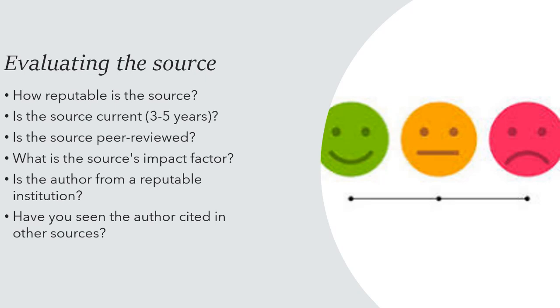And current is different for different disciplines. In technology, 3 years is way too late. 3 months might already be too late because it develops so fast. Very important, is the source peer reviewed? So you need to identify from the journal, are the articles peer reviewed? What is the source's impact factor? And I'll show you in a minute how to get to that.